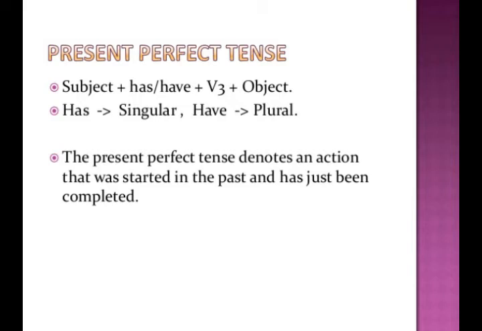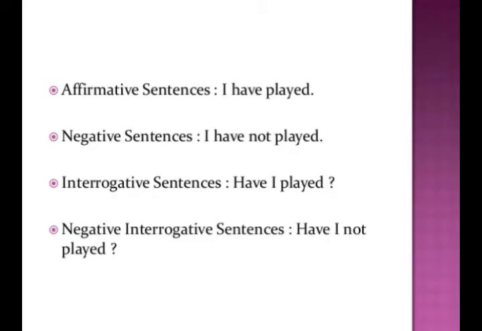Means हर वो कार्य जो आपने पास्ट में स्टार्ट किया था और प्रेजेंट में कंप्लीट हो गया है, that comes under present perfect tense. For example, I have played, in which I is subject, and as it is present perfect tense, so we use have and third form of verb.